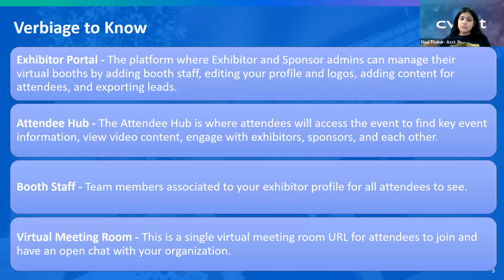That brings us to the third verbiage, booth staff. Booth staff would be someone from your team, the planning team or the admin team. It would be any team member who will help you manage your exhibitor profile, who would help you engage with the attendees. Now, how do they engage with the attendees? There's one option, which is virtual meeting room, through which they can meet with the attendees. So a booth staff or a group of attendees can join the meeting room and they can engage further. We'll understand more about it in the upcoming slides.